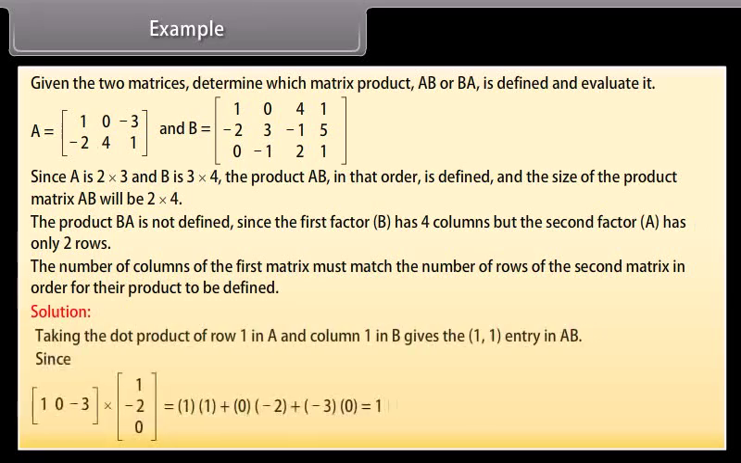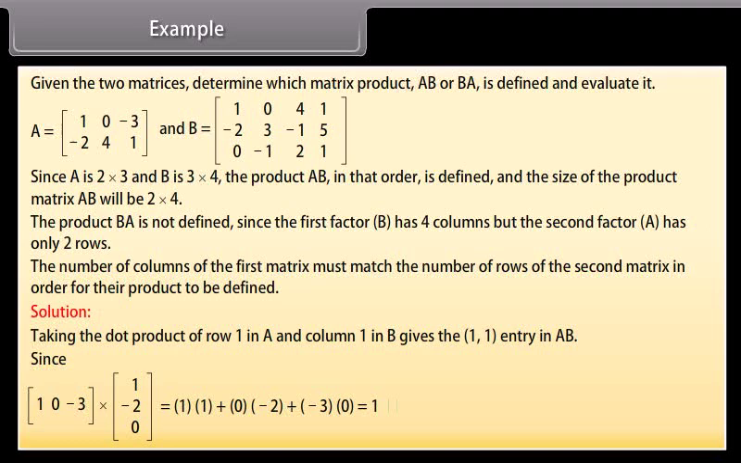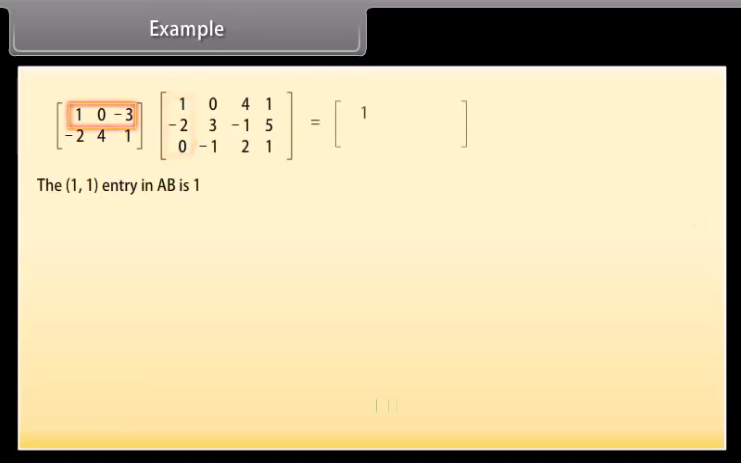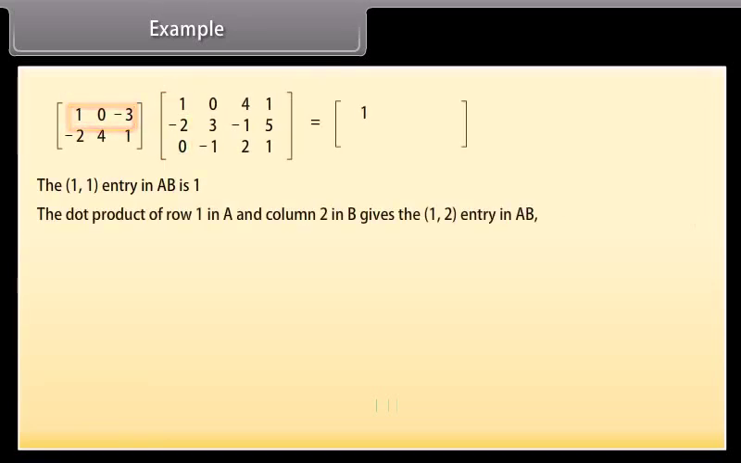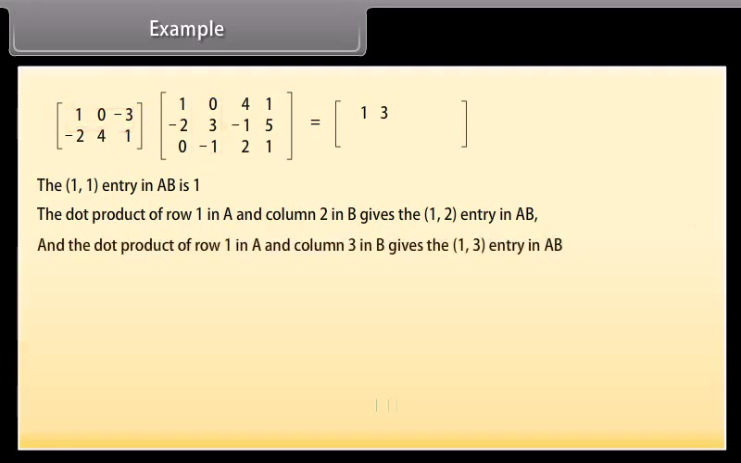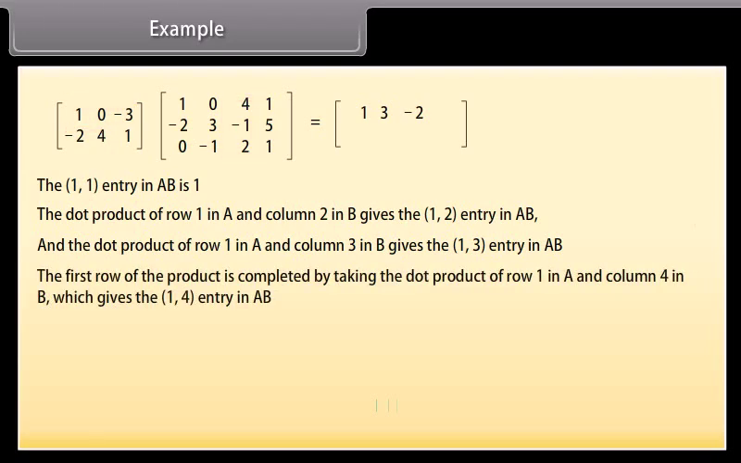Solution. Taking the dot product of row 1 in A and column 1 in B gives the 1-1 entry in AB. The 1-1 entry in AB is 1. The dot product of row 1 in A and column 2 in B gives the 1-2 entry in AB. And the dot product of row 1 in A and column 3 in B gives the 1-3 entry in AB. The first row of the product is completed by taking the dot product of row 1 in A and column 4 in B, which gives the 1-4 entry in AB.